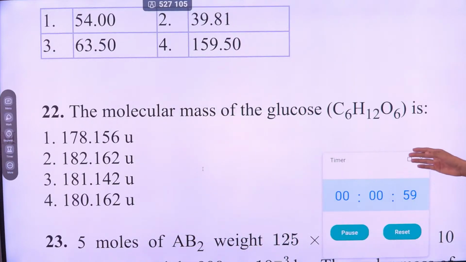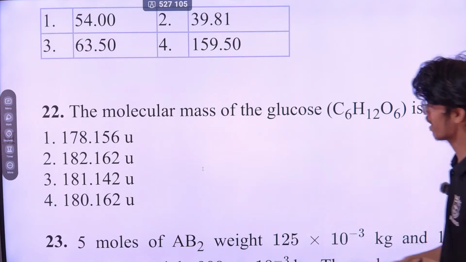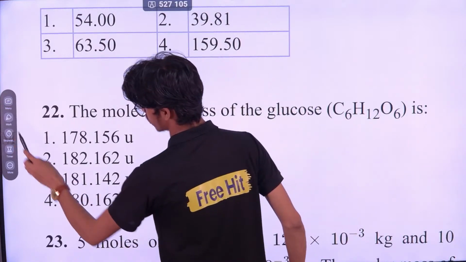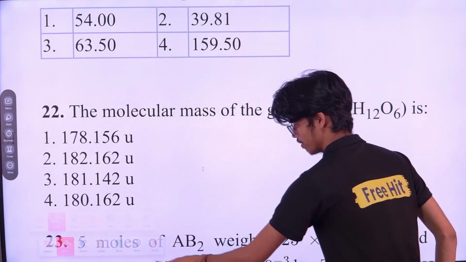The molecular mass of glucose. Hey, it's very easy. I'll not give you time for this. C6H12O6. What is the molecular mass of glucose? Not giving time for these easy questions.